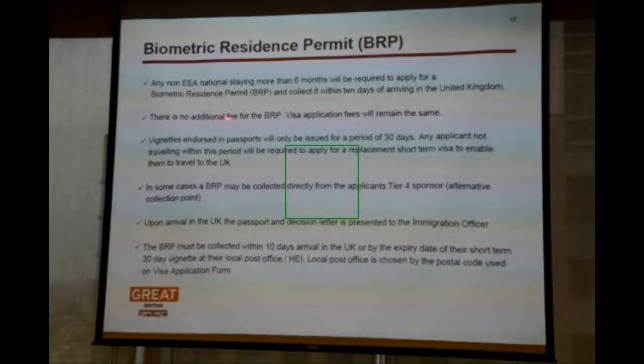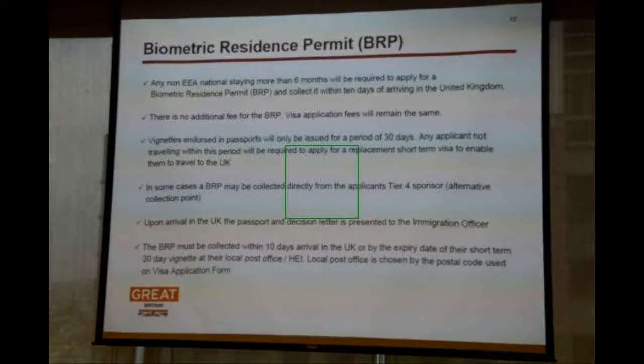There is no additional fee for a residence permit. Okay, the application fee includes the residence permit, so there's no additional charges. Now, how this works is that when you apply for the visa, you will be asked for the entry date to the UK. Okay, and that is the date that we will issue the visa from. The visa that you get in the passport will only be valid for 30 days from that date. Okay? And the customer should enter the UK within that 30-day period.